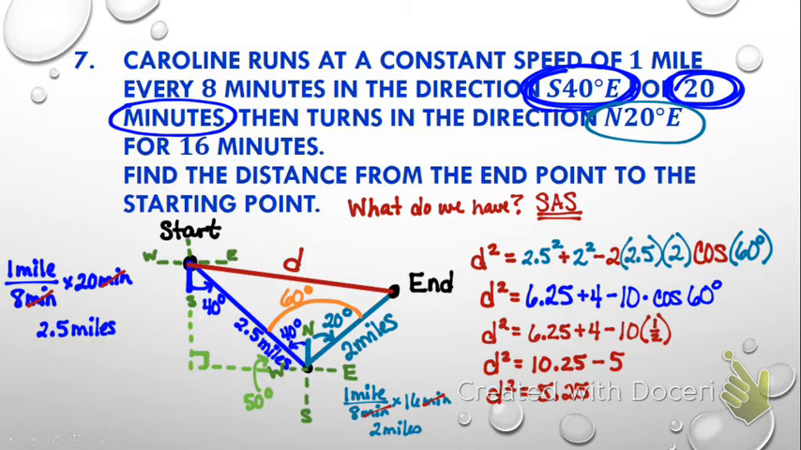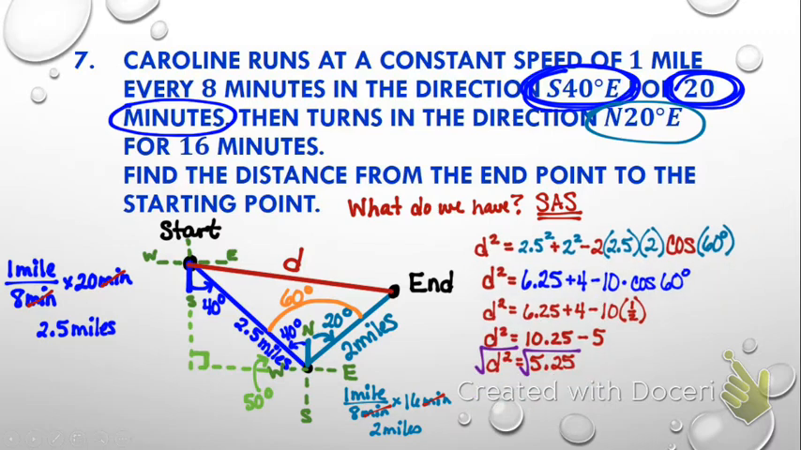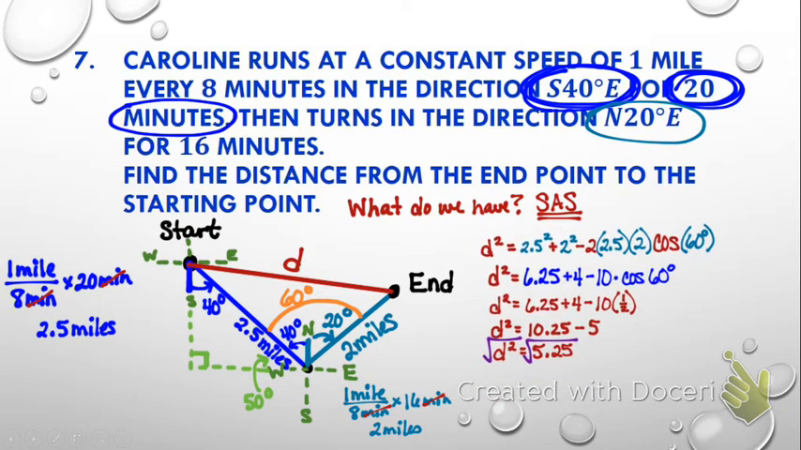Now I need to square root it. What is the square root of 5.25? You said 2 point what? 2.29. Do we have a third decimal point? 1. Do we need units? Miles. Always check to see if there are units, and if there are, you need them.